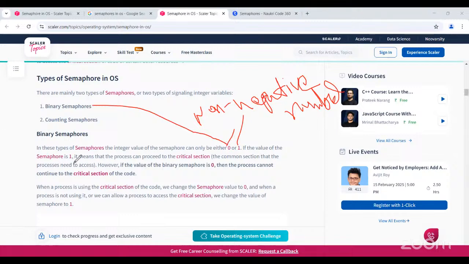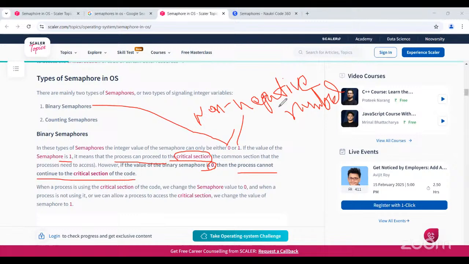If the value of the semaphore is 1, it means that the process can proceed to the critical section. That is the common section. And if the value of the binary semaphore is 0, then the process cannot continue to the critical section of the code.